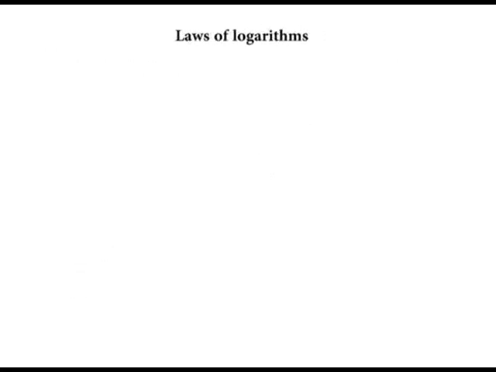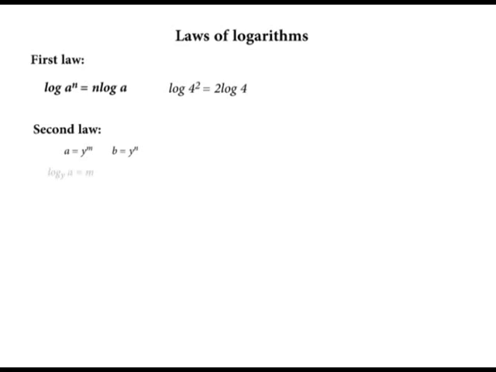Next, laws of logarithms. The first law, log a raised to power n is equal to n log a. And so log 4 squared is equal to 2 log 4. Second law, suppose a is equal to y raised to m and b is equal to y raised to n. In logarithm form, we'll write log to base y of a is equal to m and log to base y of b is equal to n.